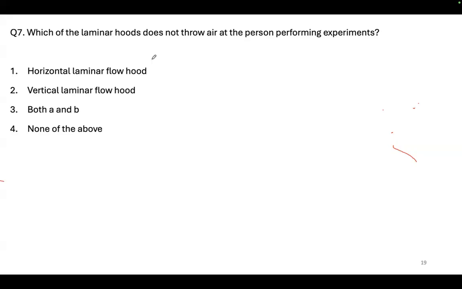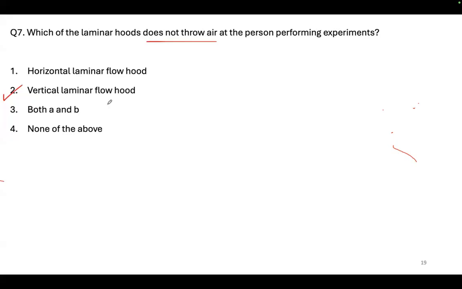Yeah. So for the purpose of today's discussion, we will say vertical laminar flow. It's not throwing air at the person, but it's still not perfect because the air is still going to the person without being filtered. But yes, it does not throw air. So vertical is good.